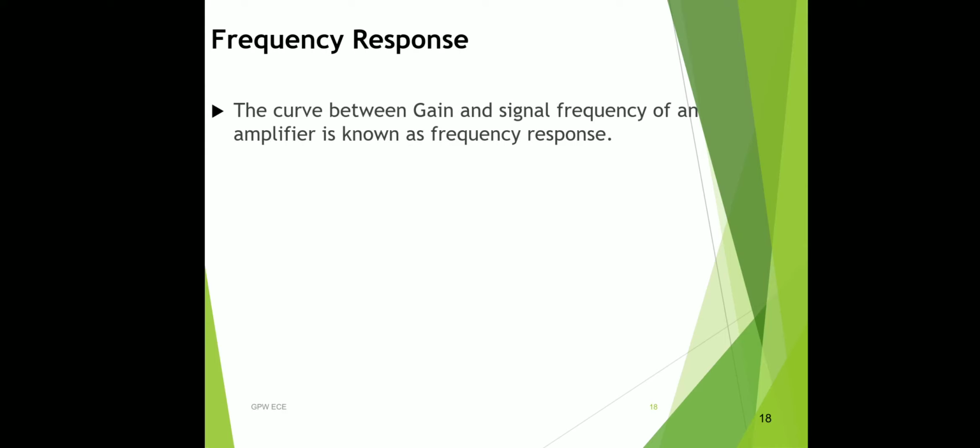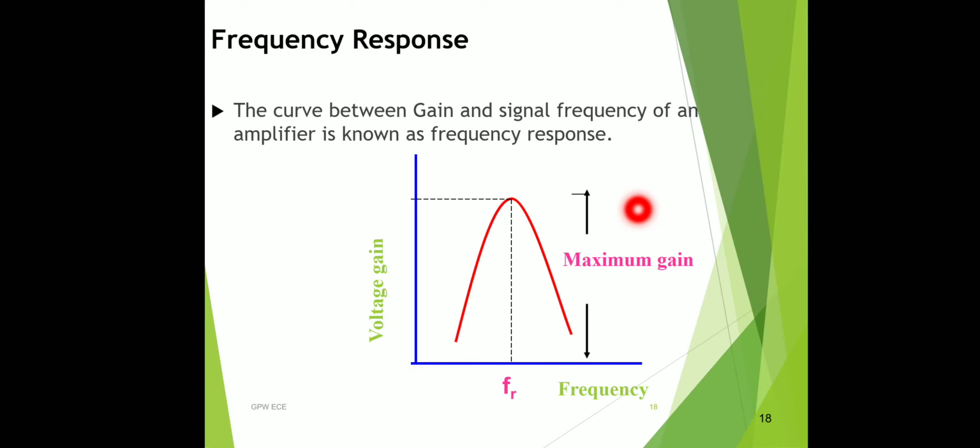Frequency response. Gain, frequency and bandwidth are the parameters of an amplifier. That means whenever we are discussing an amplifier, we need to consider all these factors. Frequency response is the graph between the voltage gain and the frequency of an amplifier. It gives the relationship between the frequency and the gain. As the frequency keeps increasing, what happens to the gain of the amplifier? That is specified by the frequency response.